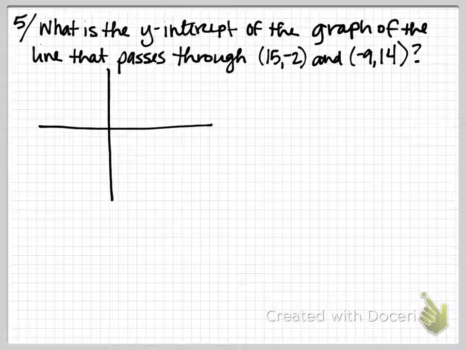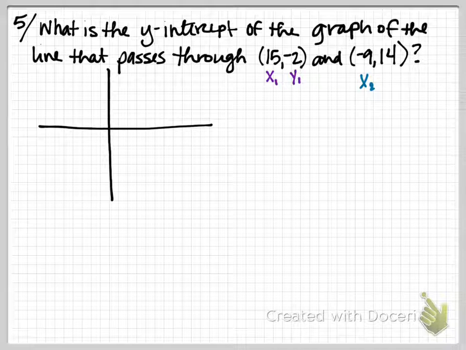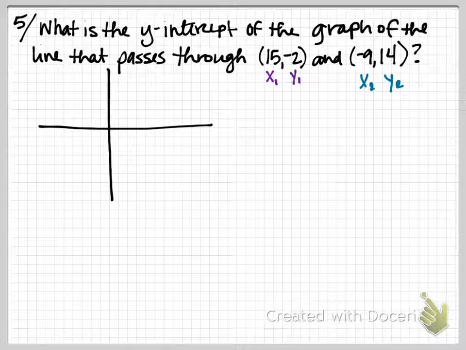Number 5 wants to know what is the y-intercept of the graph of the line that passes through the points (15, -2) and the point (-9, 14). So the first thing I'm going to do is label my point x1, y1, and then I'll label my other point x2, y2. So this one's going to take a little bit. We've got a little bit of work to do, but stick with me.